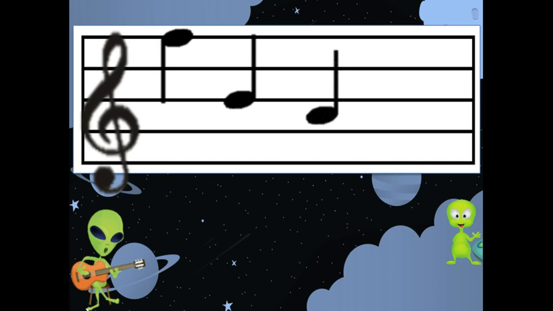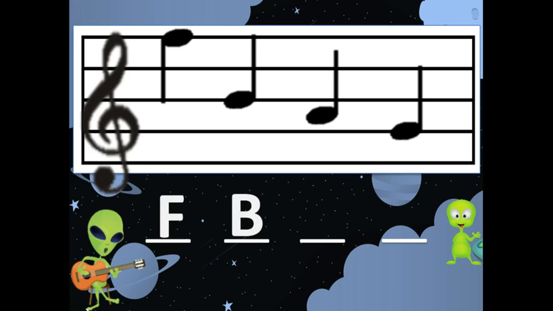What about these? If you guessed, F is on the first line in the first space at the top. B is in the middle of the staff. A is the second space, and G is the second line.